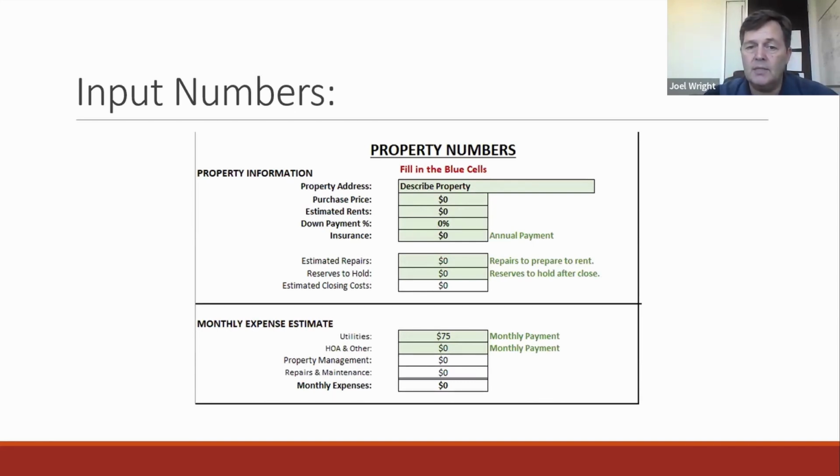You have the purchase price, whatever the estimated rents are, whatever the down payment is, the insurance, estimated repairs, the amount of money that you expect to hold for reserves, and all the blue that you can fill in. The estimated closing cost is calculated, and the property management, repairs, maintenance, those are all calculated. Utilities is also fill in, and HOA and other expenses that you're expecting.